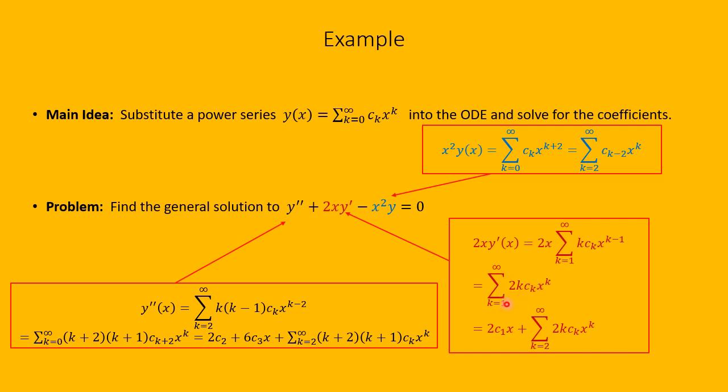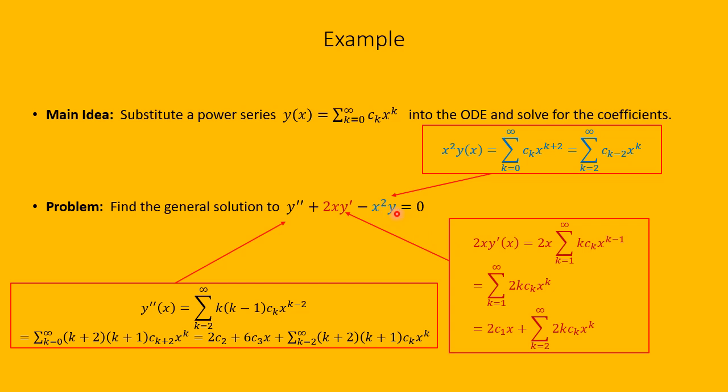Now this starts with 1. So let's put the k equals 1 term out front, and that turns out to be 2 times 1 times c sub 1 x to the first power, which is this, 2c sub 1x, plus the rest of the terms. Sum k goes from 2 to infinity, 2k c sub k x to the k.